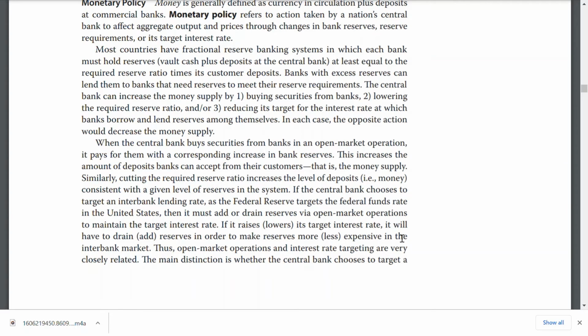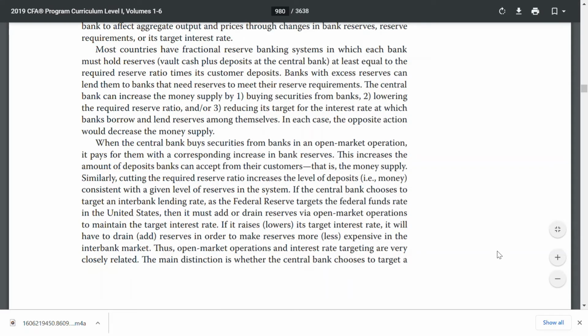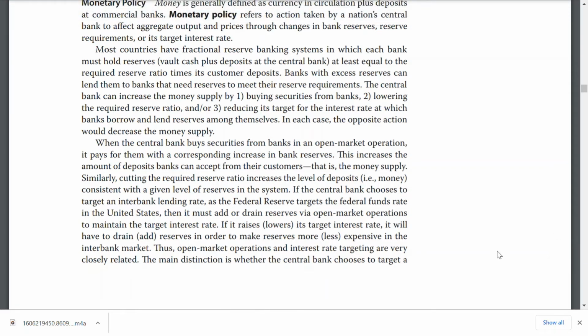Most countries have fractional reserve banking systems in which the bank must hold reserves, or vault cash plus deposits at the central bank, at least equal to the reserve ratio times its customer deposits. Banks with excess reserves can lend them to banks that need reserves to meet their reserve requirements. The central bank can increase the money supply by, one, buying securities from banks, two, lowering the required reserve ratio, and three, reducing the target for the interest rate at which the banks borrow and lend reserves among themselves. In each case, the opposite action will decrease the money supply.